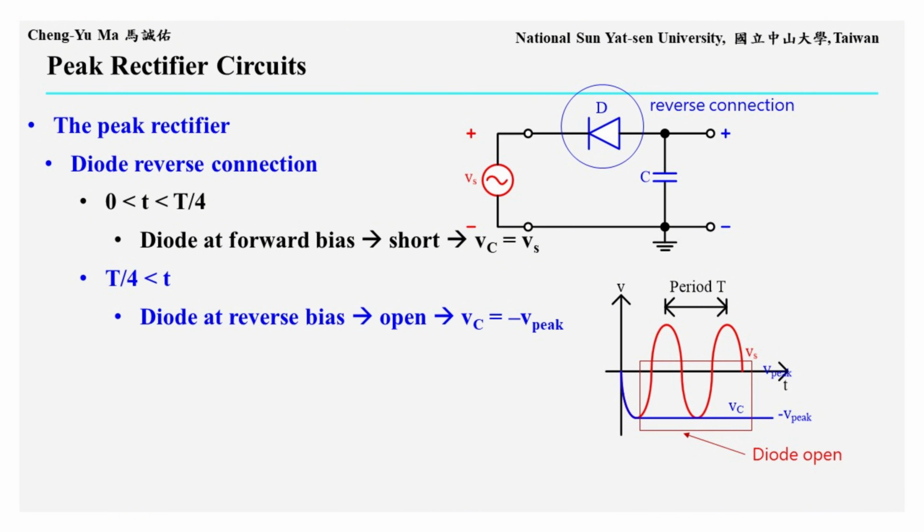After T over 4, the diode anode is at the most negative peak voltage, negative V peak, while the cathode voltage starts to rise. The diode therefore becomes reverse biased and open. With no current path, the capacitor holds the negative peak voltage. In this case, the output voltage of the peak rectifier is the maximum negative value of Vs. Therefore, the polarity of the peak voltage is determined by the diode connection direction.